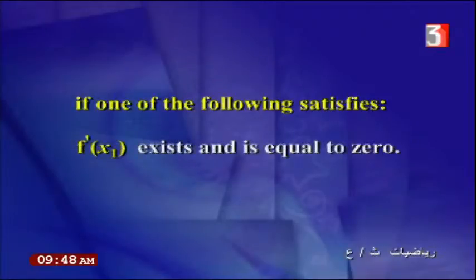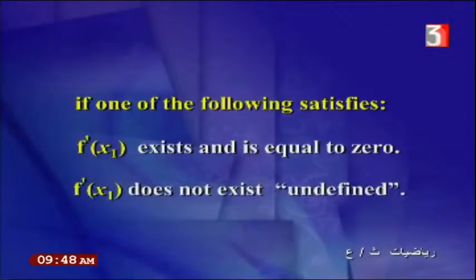Number 1, the first derivative f dash x1 exists and is equal to 0, or f dash x1 doesn't exist or is undefined. Then we can say that this point is a critical point in 2 cases. The first case, f dash x1 exists and is equal to 0, or f dash x1 doesn't exist or is undefined.